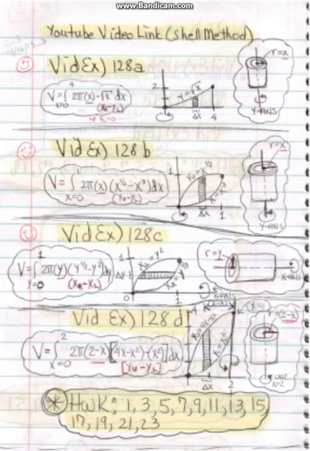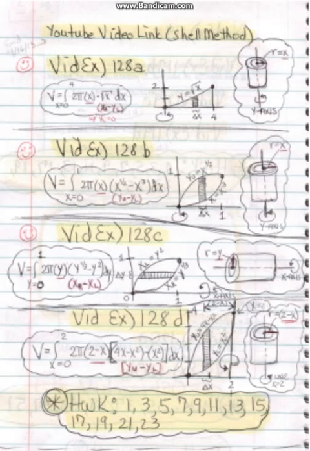Then for video example 128c, we were rotating about the x-axis instead of the y-axis, so the height was the rightmost x function minus the leftmost x function. The other thing that changed was the radius. The radius in the previous two examples was x, while the radius here is going to be y.